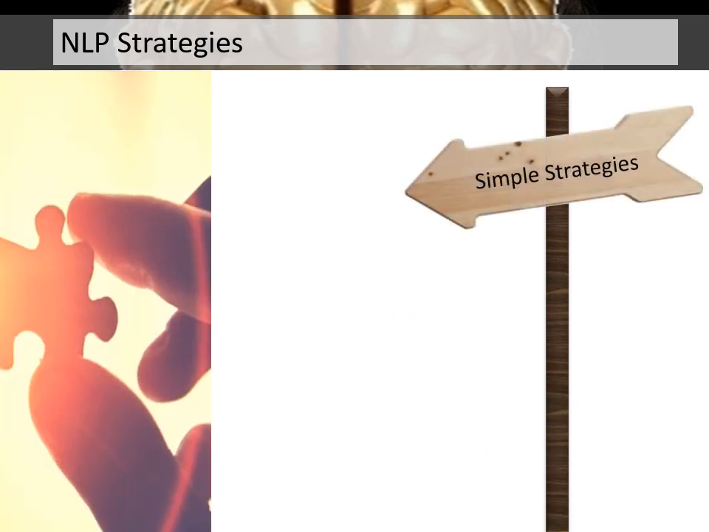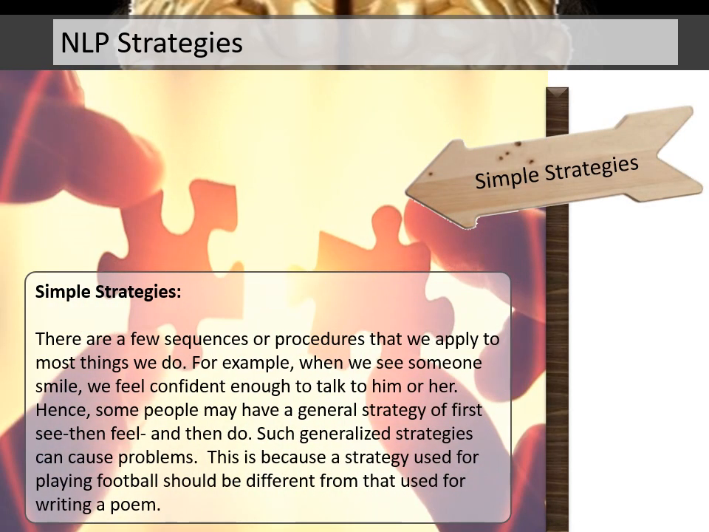Simple strategies. There are few sequences or procedures that we apply to most things we do. For example, when we see someone smile, we feel confident enough to talk to him or her. Hence, some people may have a general strategy of first see, then feel, and then do. Such generalized strategies can cause problems. This is because a strategy used for playing football should be different from that used for writing a poem.